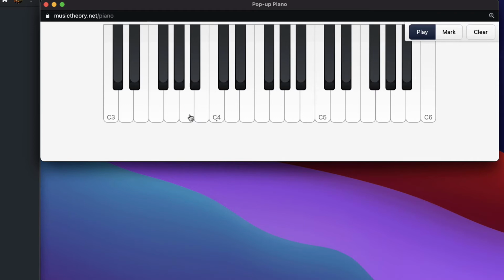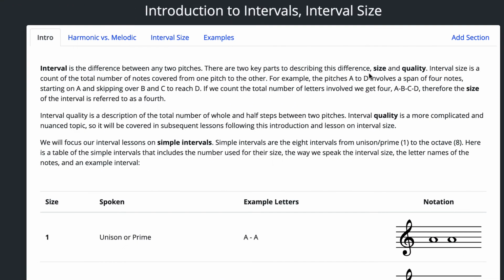Now, if I clear it and go from A to C, like that, and play those, we can hear there's a difference. Those are still thirds, but there's a difference in the total number of keys in between those two notes. That's where quality comes in, and that gets a little bit more complicated. So we'll save that for a subsequent video. So again, for intervals, we have 2 key features, the size and the quality. The size is really easy. We just see how many letters are involved, and the quality is more complicated, and we'll get to that soon enough.